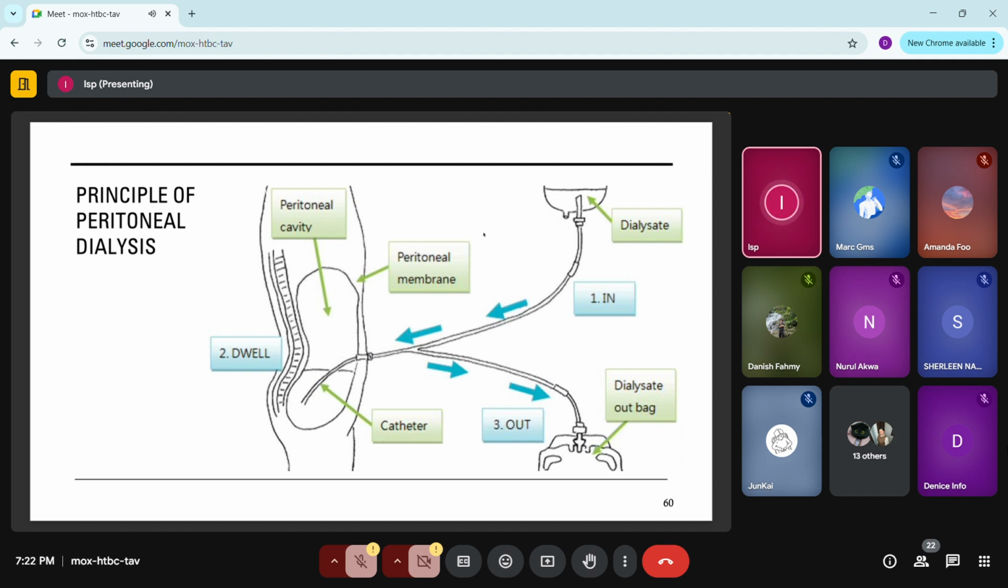And the problem with peritoneal dialysis is that you need to have frequent exchanges. You need to keep on changing the dialysate, because at one point your diffusion gradient gets lost after a few hours. You have to keep on changing to a new dialysate. Right?